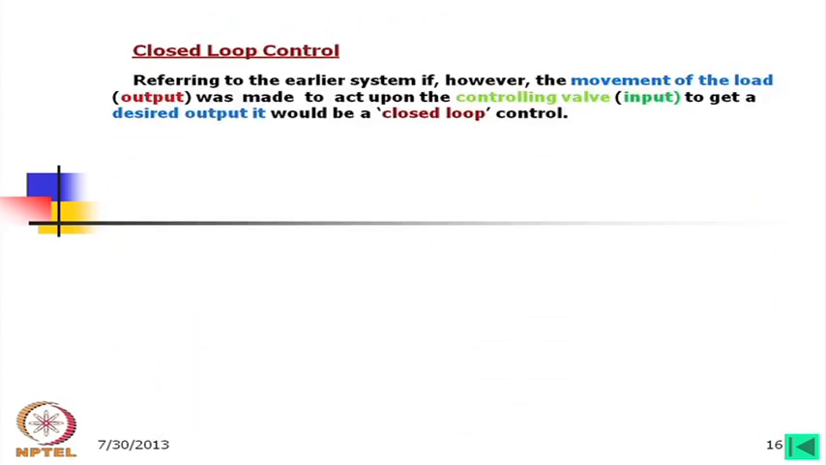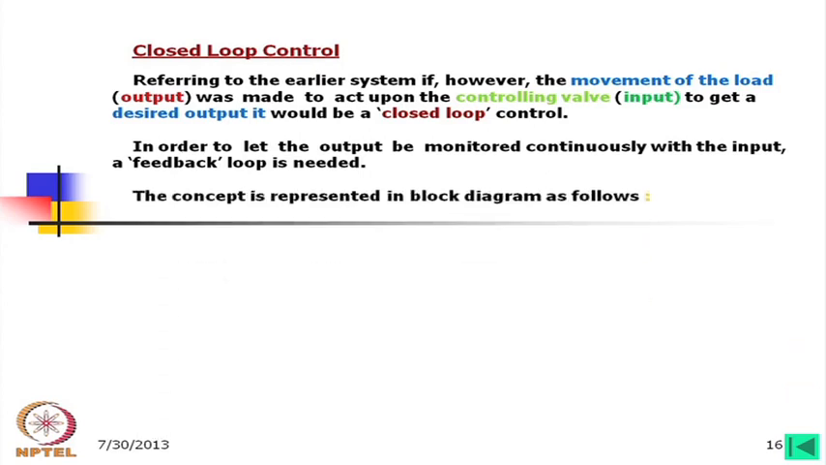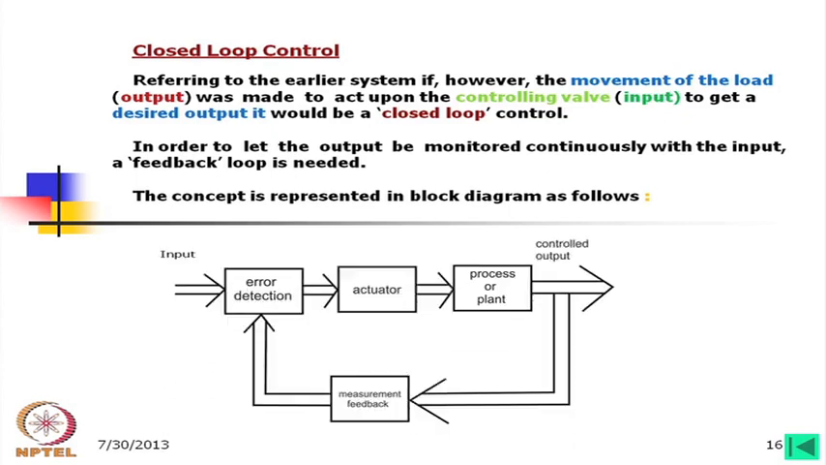Now, what is closed loop control in fluid power? Referring to the earlier system, if however, the movement of the load was made to act upon the controlling valve to get a desired output, it would be a closed loop control. In order to let the output be monitored continuously with the input, a feedback loop is needed. The concept is represented in the block diagram as follows.